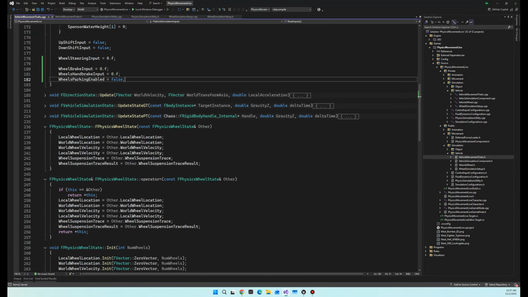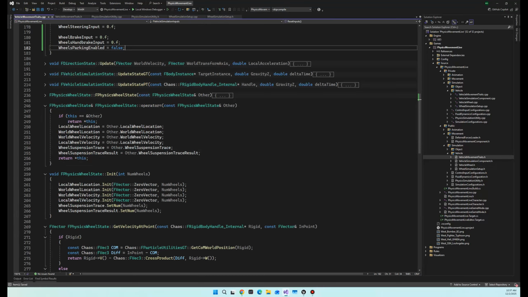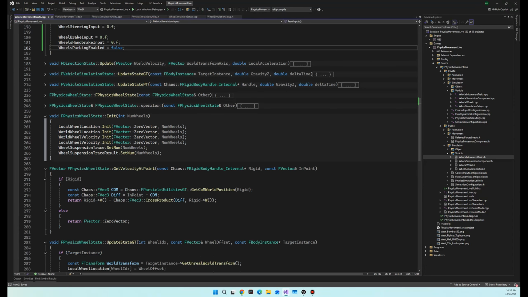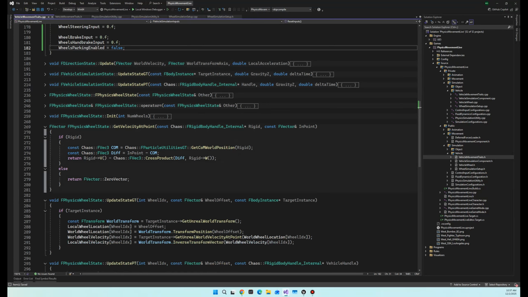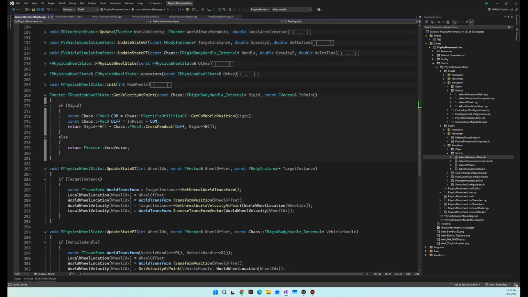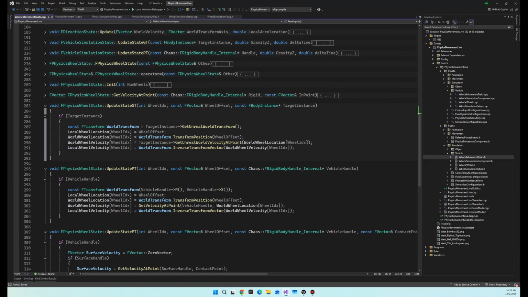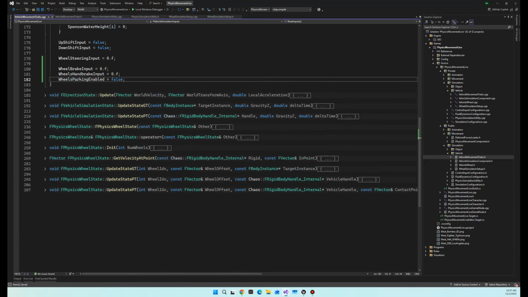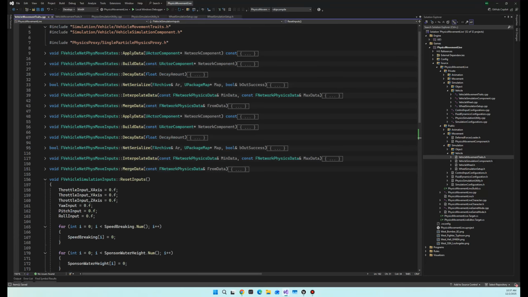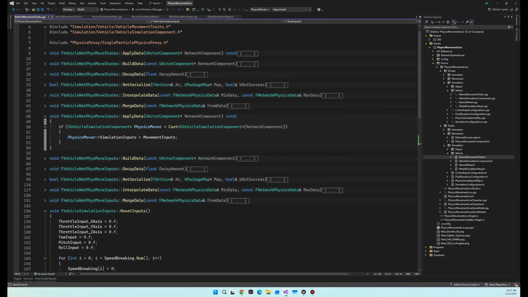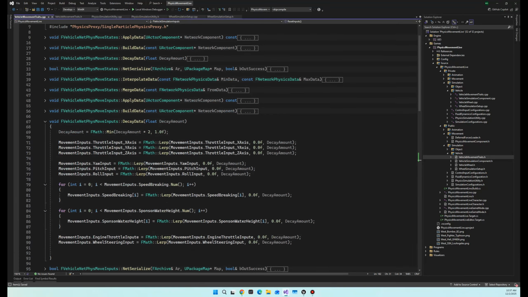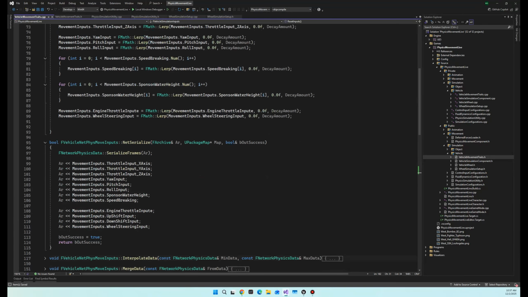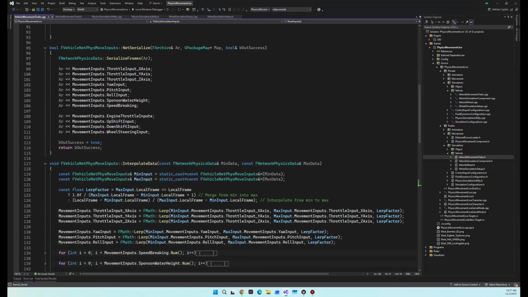Okie dokie. So now let's come down to this. We don't need to worry about states. We took care of all of that when we were taking care of the tracing in suspension. So we can go ahead and minimize these, and I'm going to bring up the input data. So we need apply. No, we need decay. We need net serialization, and we need interpolation.